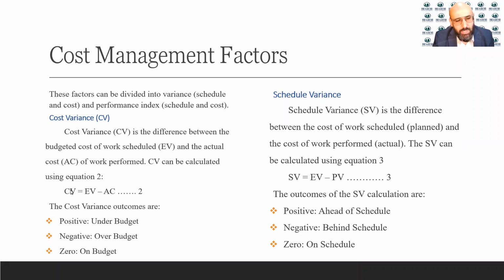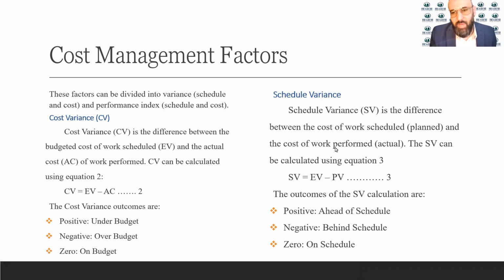And now with the result of that equation, we have to look at it. If it's positive, that means your project is under budget. If it's negative, that means your project is over budget. If it's zero, that means you are on budget.